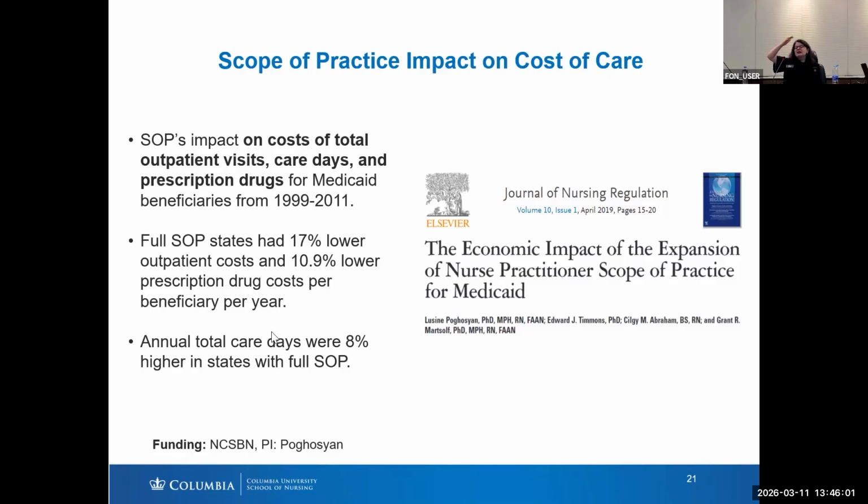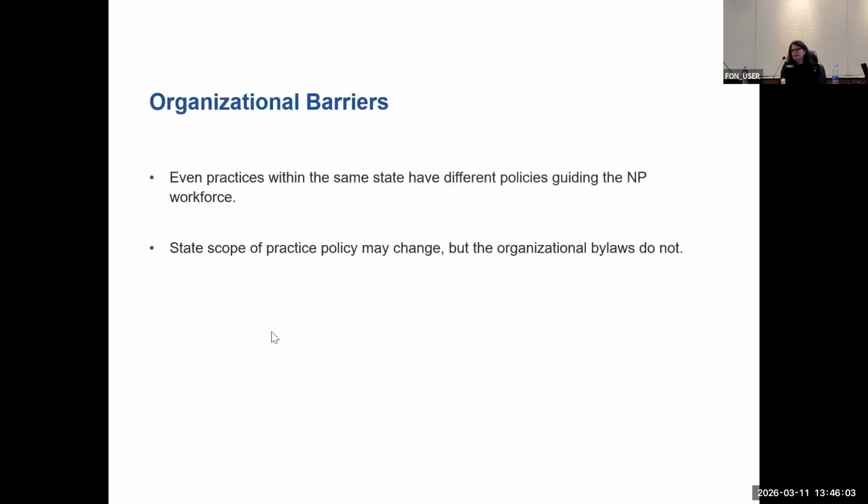So I told you some of the issues at the higher government level, now some issues at the state level. There are also issues at the clinic level, at the organizational level. So even when NPs practice within the same state, every clinic can have their own organizational rules. Some clinics say, no, you can do this. Some clinics say, no, you cannot do that. So there are also organizational level barriers that affect nurse practitioners within the same state.